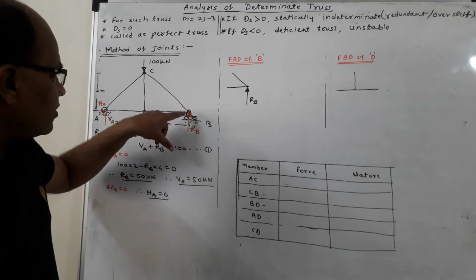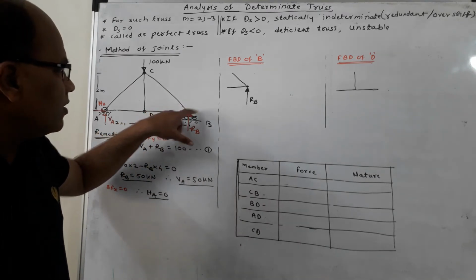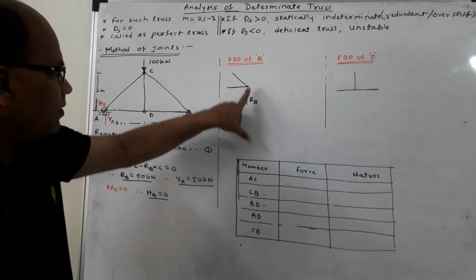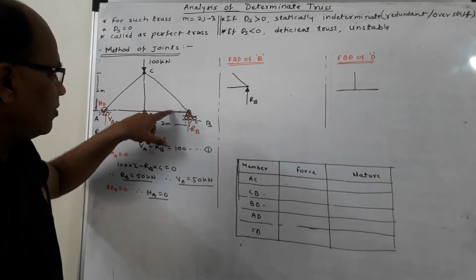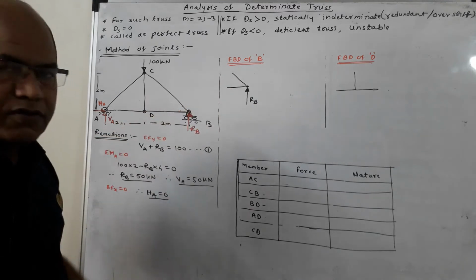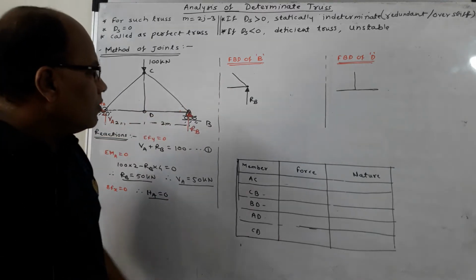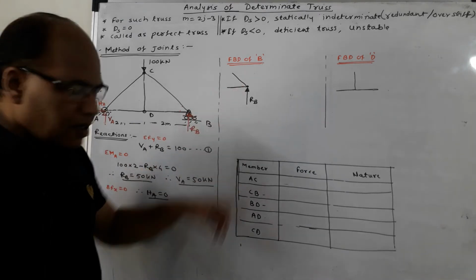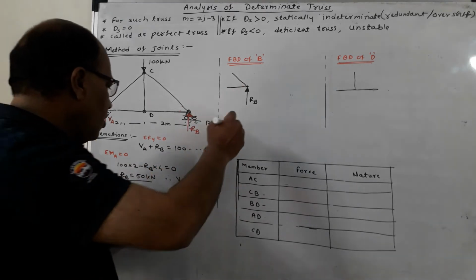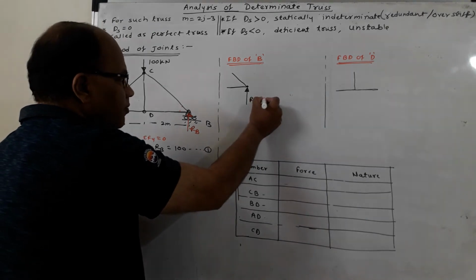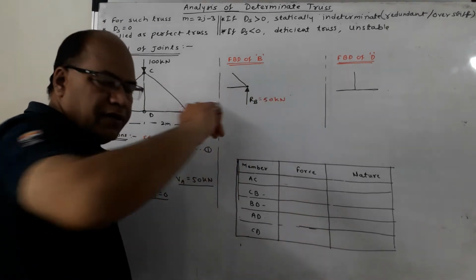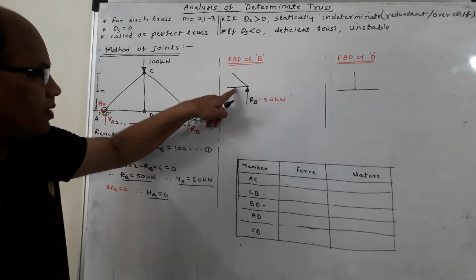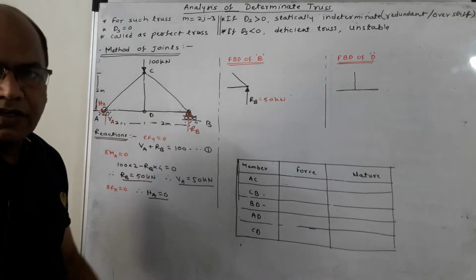So to start with, I am starting with joint B. Let us consider joint B. At joint B, you can see that the reaction RB is acting and there are these two members, which I have shown over there. If I check the forces, there are three forces at joint B. One is RB, which is a known force. We already have obtained its value, which is 50 kilonewton.